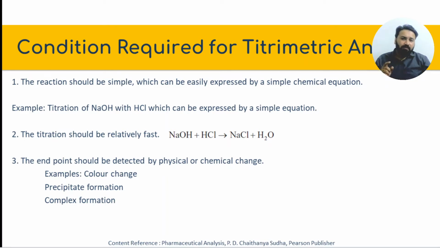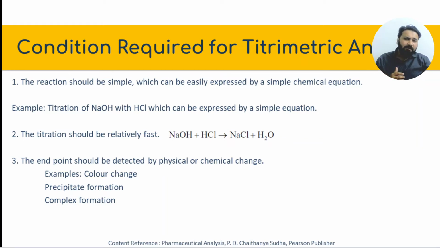The third is the end point detected by using an indicator. The end point should be detected by a physical or chemical change. So there are two types of indications: one is by using physical indicators or by using chemical indicators. We can also choose both of them. We will discuss what these are. For example, color change, precipitate formation, complex formation.